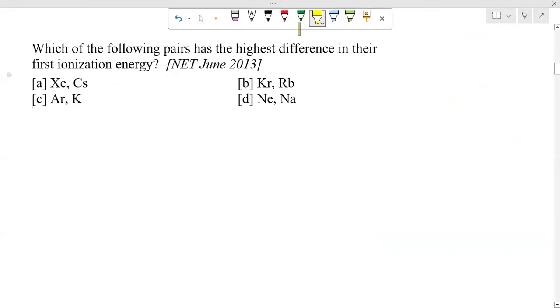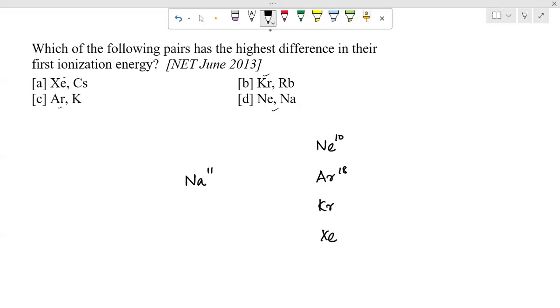Which of the following pairs has the highest difference in their first ionization energy? Let's draw a skeletal view of the periodic table. Let's look at the elements what are present. Xenon, argon, krypton, neon. So these are all noble gases. Neon, argon, krypton, xenon. Okay, from the options. Then you have sodium. Sodium comes in the second period. Sodium comes over here. Correct? This is 10, this is 11, this is 18.